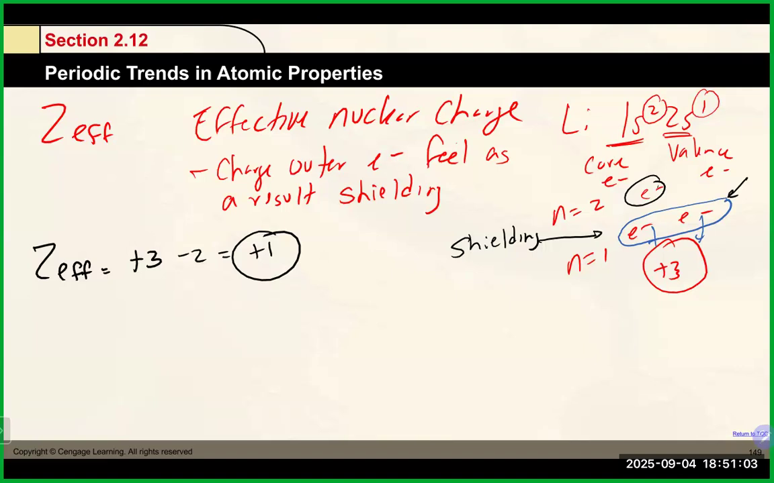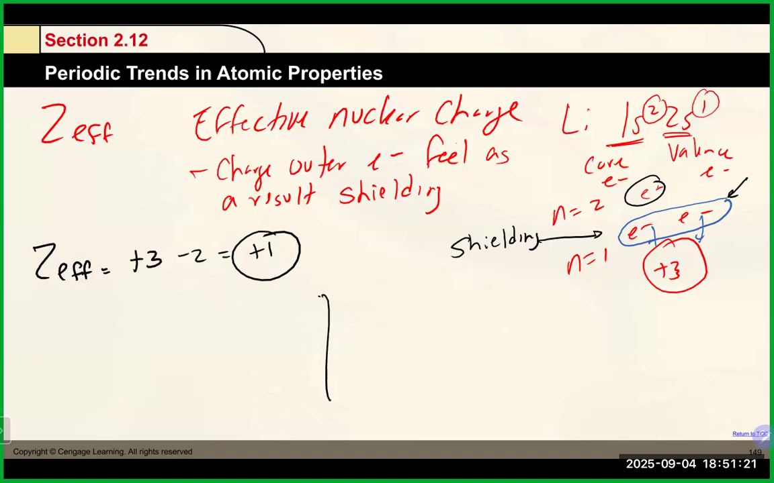And that is one of the reasons why it is being held not as tightly, right? And why valence electrons can kind of go off and be involved in bonding. And also why core electrons, for example, are held really tightly and why they're never involved in bonding, because they are never going to be released.